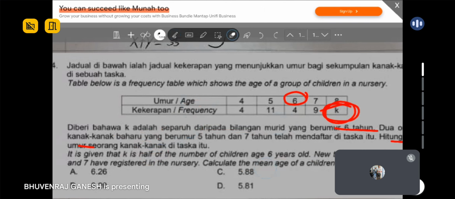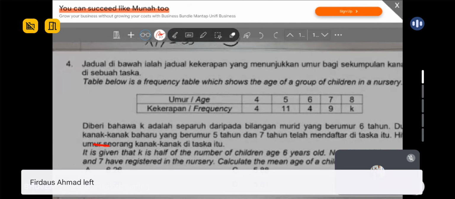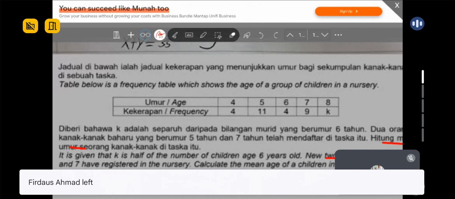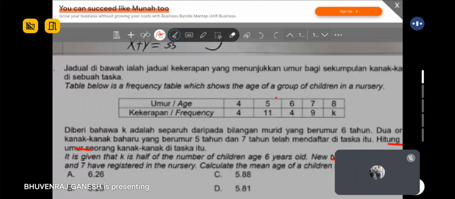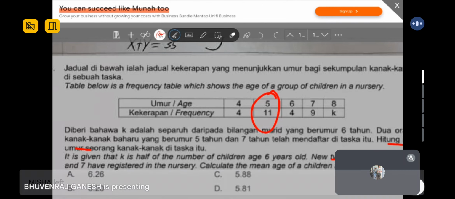Okay, so they also give you some more information. They tell you that there are 2 more children. Okay, mereka tambah lagi orang dalam data ni. They add. Okay, so they say age 5 and age 7. Okay, guys, so now may I know, what is the new frequency for age 5? Apa kekerapan baru bagi umur 5 ni?